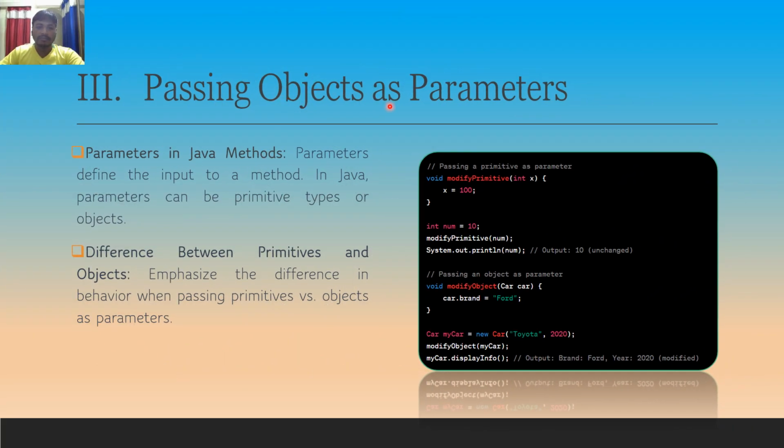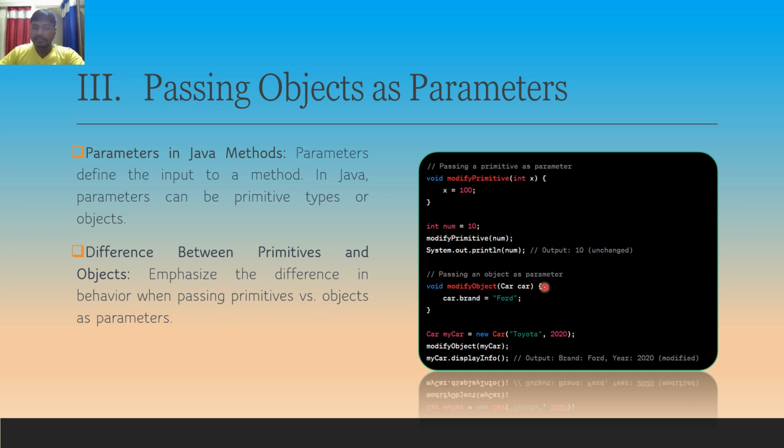Now, passing objects as parameters. Parameters in Java methods. Parameters define the input to a method. In Java, parameters can be primitive types or objects. Difference between primitives and objects. Emphasize the difference in behavior on passing primitives versus objects as parameters.